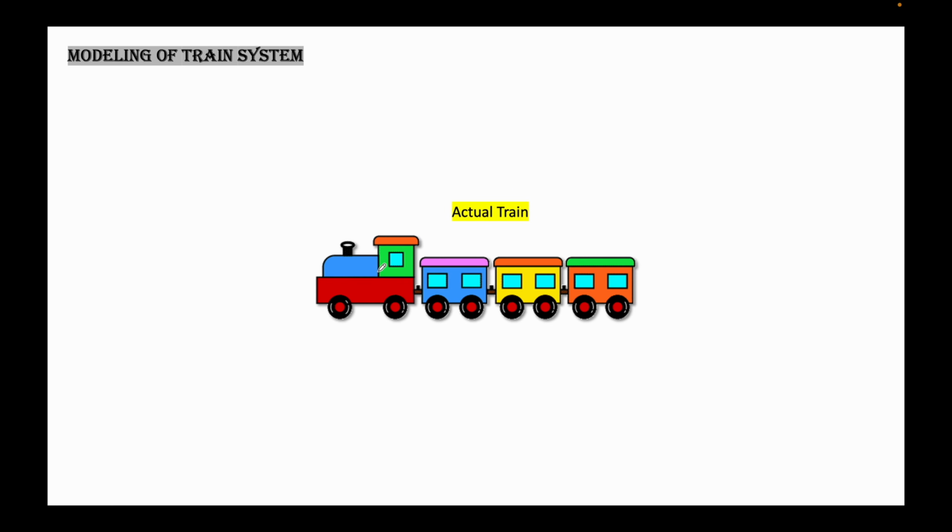So if you see a real train, then you will be able to see one engine box or an engine compartment and one or several bogies. So there will be different bogies, B1, B2, B3, and these bogies will be moving along with the train engine.